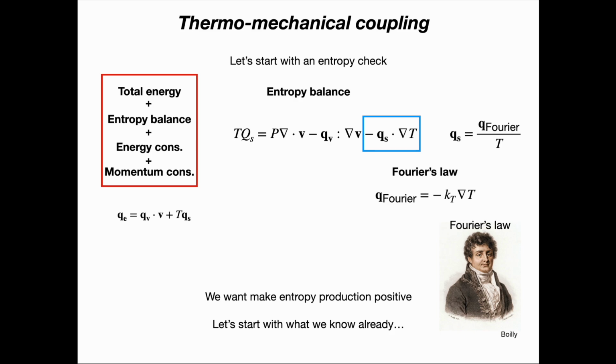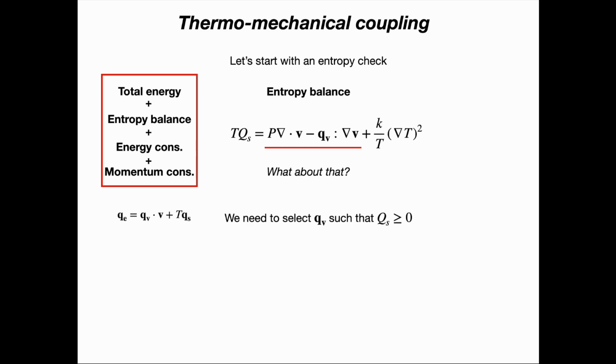Remember Fourier's heat flux. Let's make the entropy flux proportional to Fourier heat flux. So Fourier heat flux is minus k T gradient T, and we make QS equal to Q Fourier divided by T. By doing this, we generate the term k over T times gradient T squared. If k and T are positive, this term is positive with the plus sign here. This is a positive contribution.